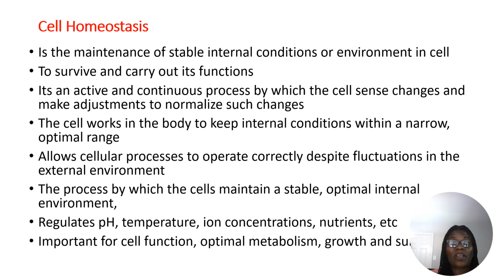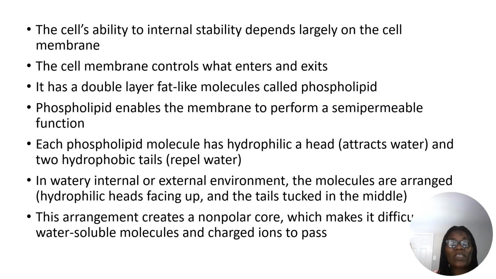It is a process whereby the cell tries to maintain a stable internal environment in spite of whatever is happening in the external environment. It regulates the acidity and alkalinity of the cell, the temperature, the nutrients, the ion concentrations, and so many other necessary things. So we can say that cell homeostasis is important for the survival of the cells to be able to work and carry out their activities and functions very well, and for the survival also of the organism.